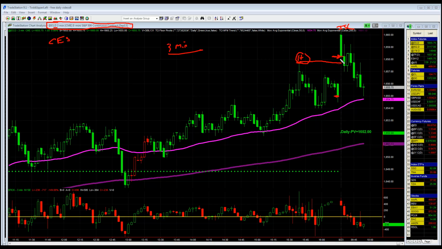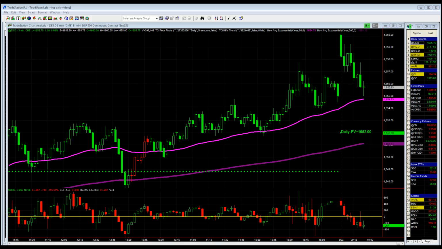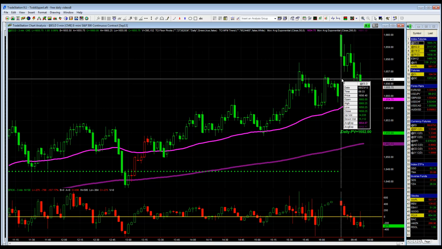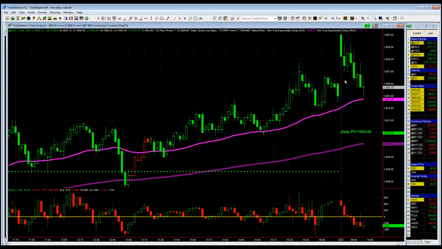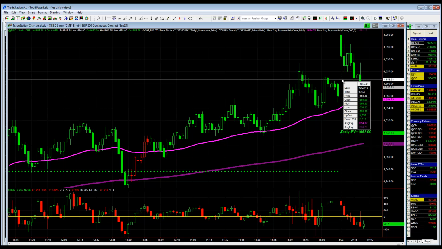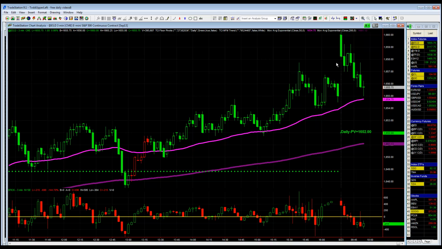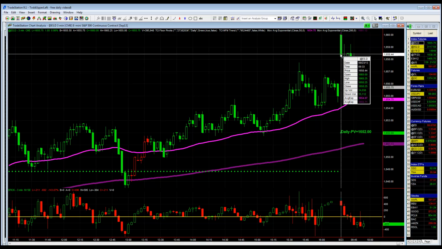So I went short as it took out the low of that first bar, anticipating that the market was going to fill that gap, and the market just filled that gap. Let me show you exactly what I did here. The low of that first 3-minute bar was 1658 and a quarter. So as the market penetrated down through 1658 and a quarter, I went short, got filled at 58.